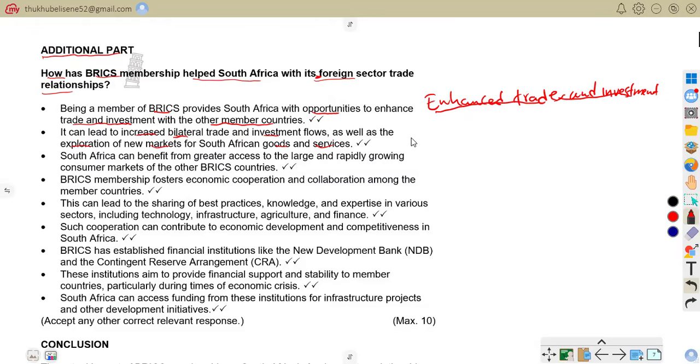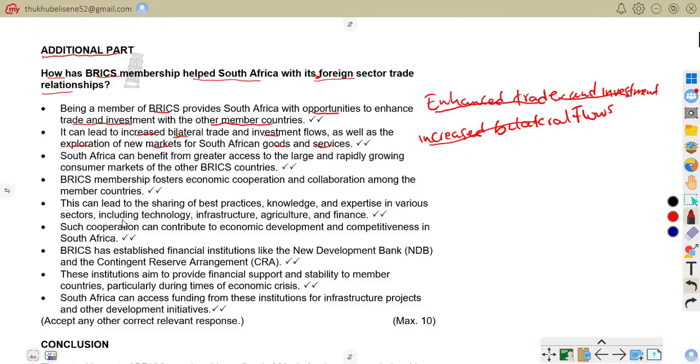So here we're talking about increased bilateral flows. With this one, we're talking about foreign direct investment in key sectors like mining, automotive, manufacturing, IT, clean energy, which introduce sustainable technologies, create jobs, and drive economic growth.